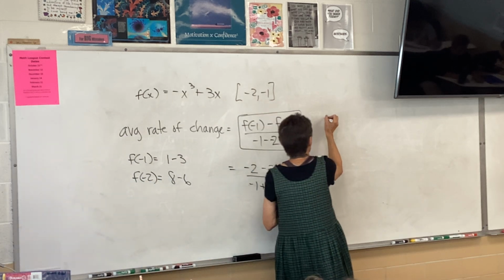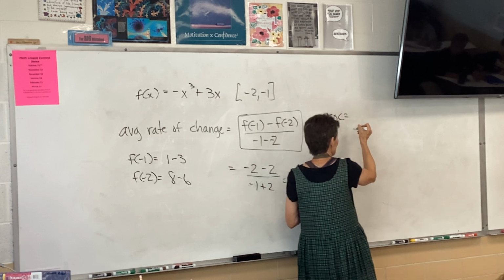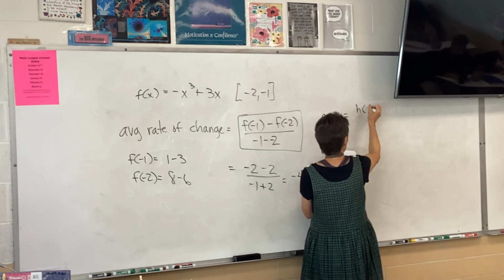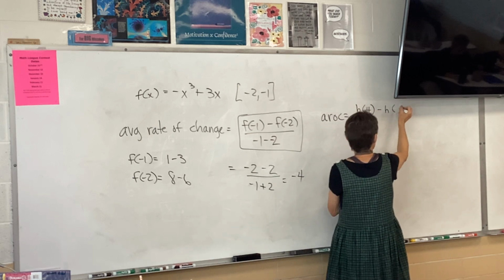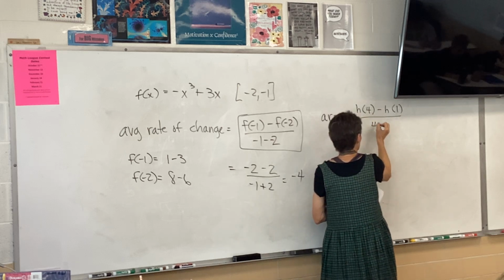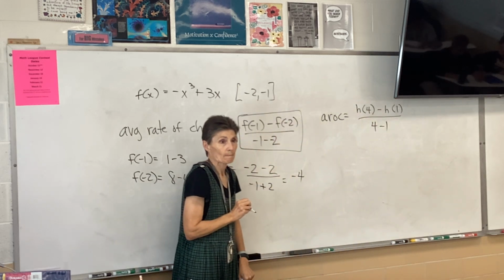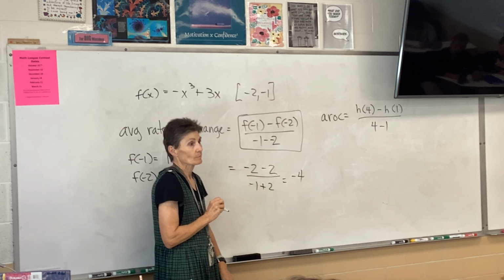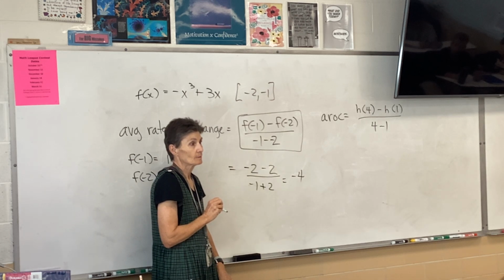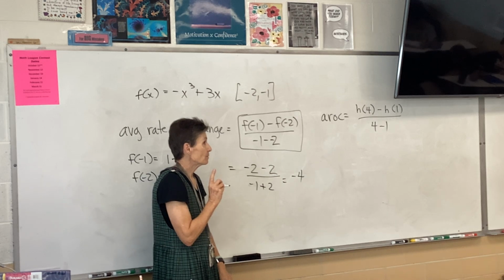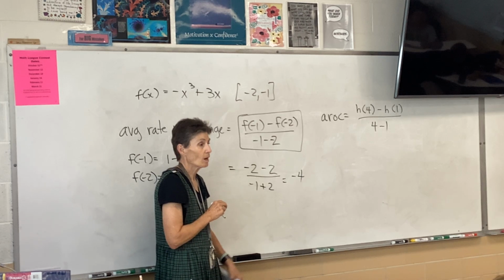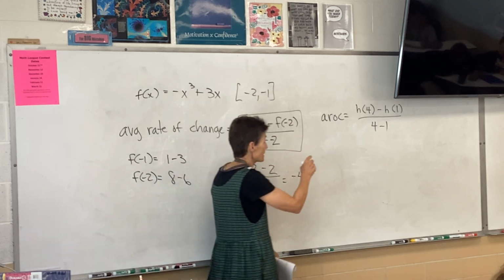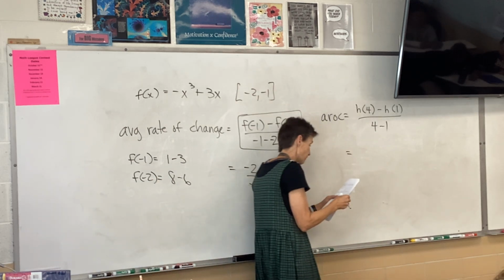So what about B? Same thing. What's our average rate of change going to be? H of 4 minus H of 1 over 4 minus 1. Is that all right? Here we are just in lesson 1.2. That was on the AP exam, a rate of change problem. Harder than this, but the idea. This is how you have to write it. Okay, what's H of 4 for this function?